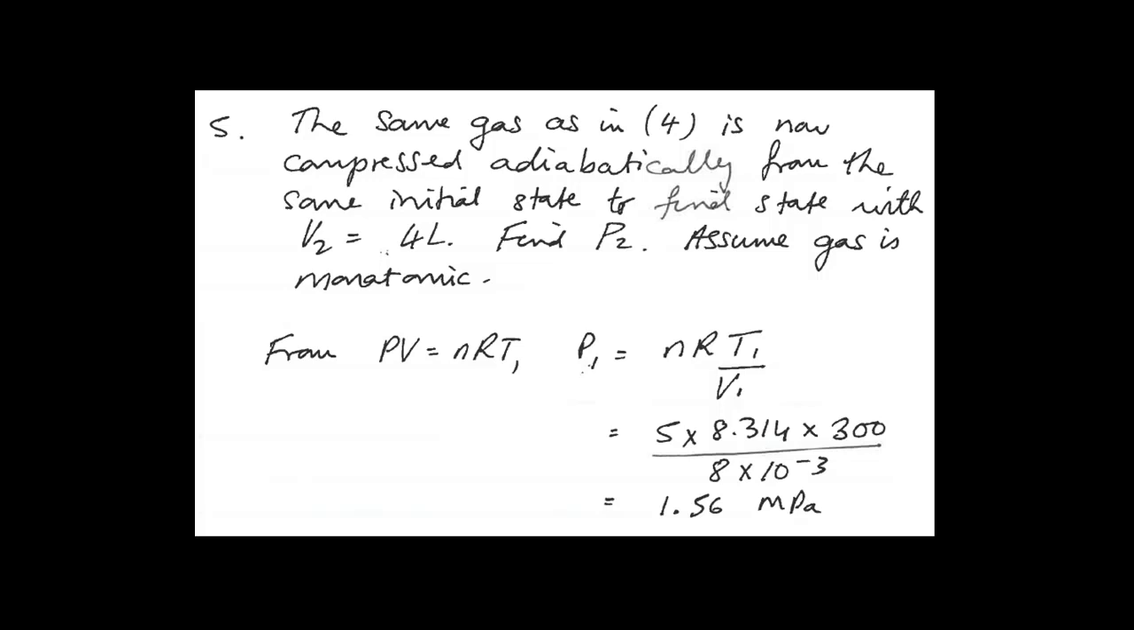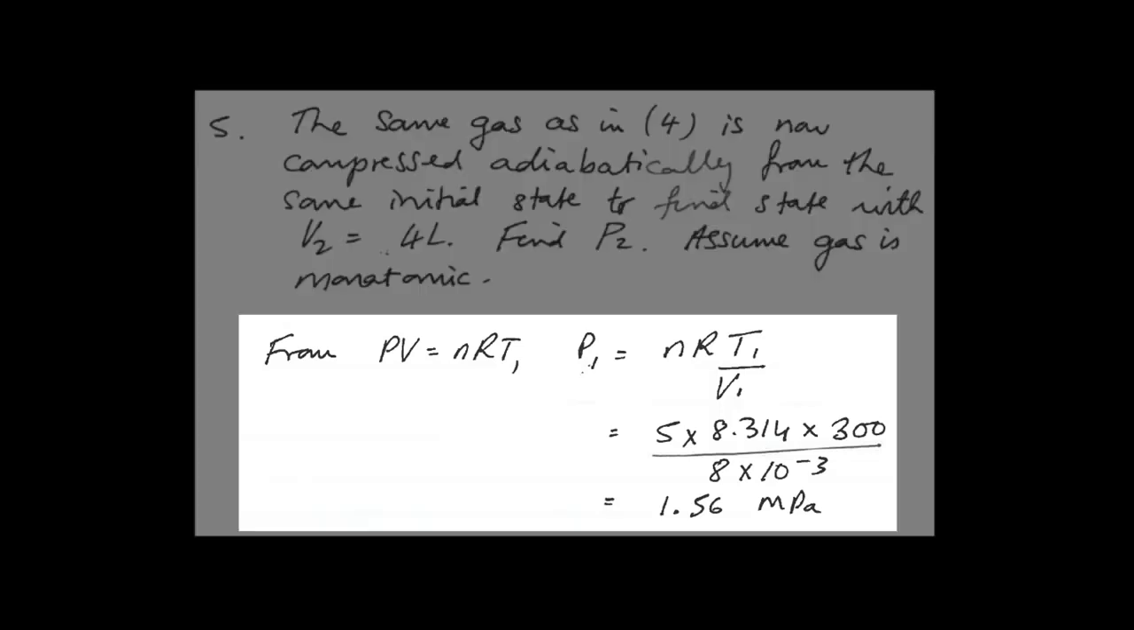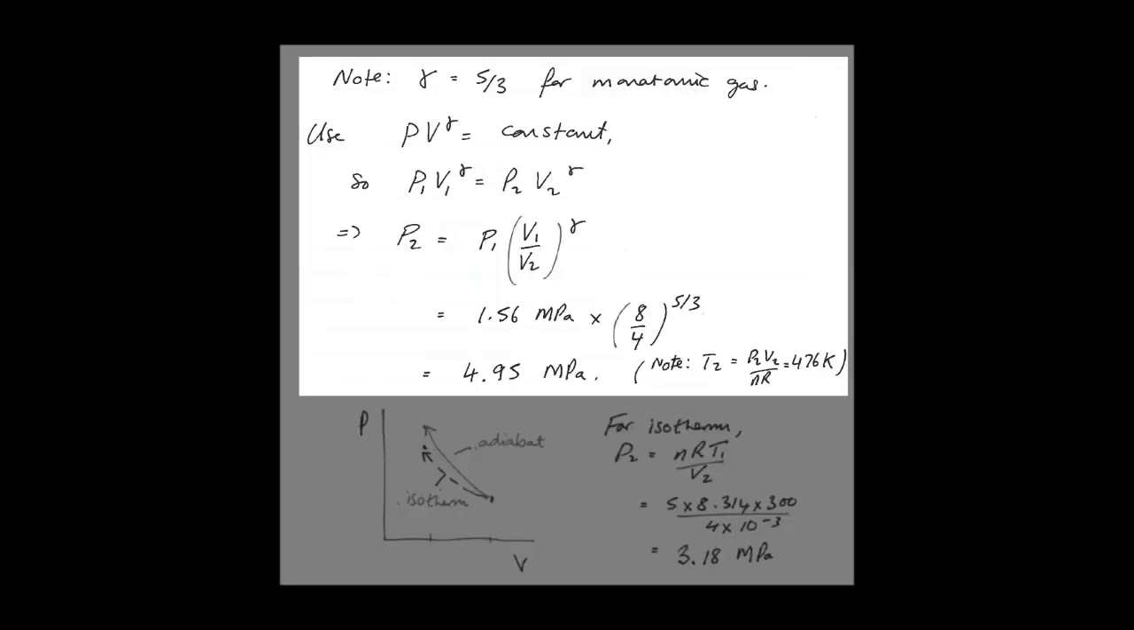Example 5. The same gas as in example 4 is now compressed adiabatically from the same initial state to a final state with V2 equals 4 liters. Find P2. Assume that the gas is monatomic. From PV equals nRT, we know that P1 equals nRT1 over V1, and we find the pressure P1, which is 1.56 megapascals. Note that gamma is equal to 5/3 for a monatomic gas, and use PV to the gamma equals constant.